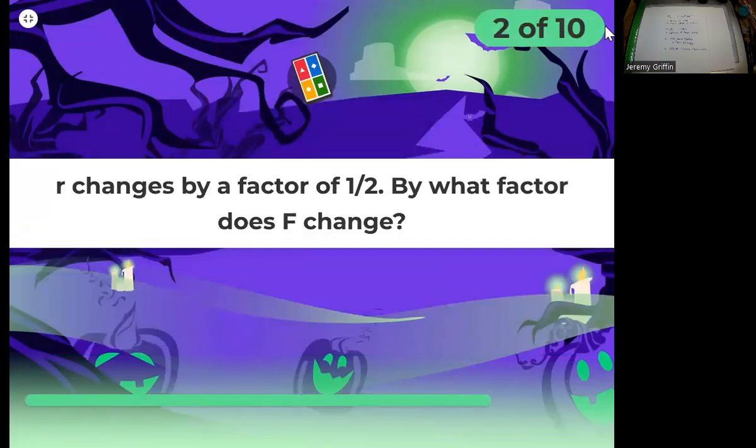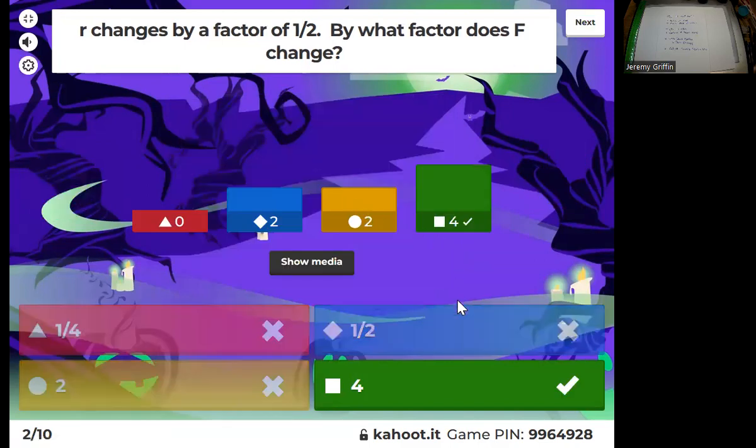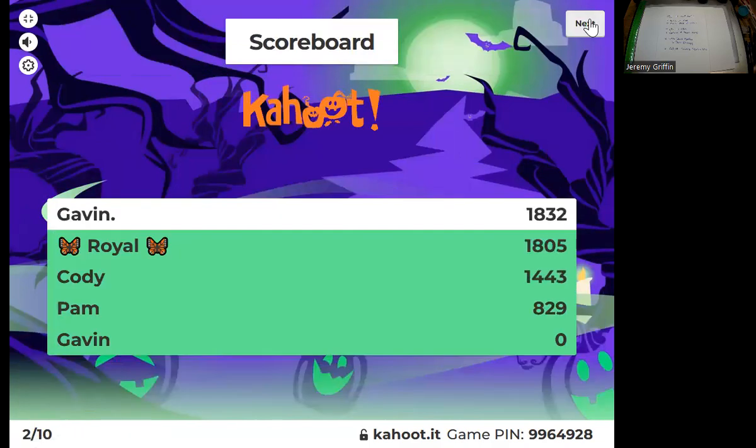Suppose you do the exact opposite. You cut the distance in half. They're getting closer together. Isn't this the exact opposite of the last question? What's 1/2 squared? What's half of a half? 1/4. What's 1 divided by 1/4? 4 times the force, right? Because they're getting closer together. Inverse square law kicks in.